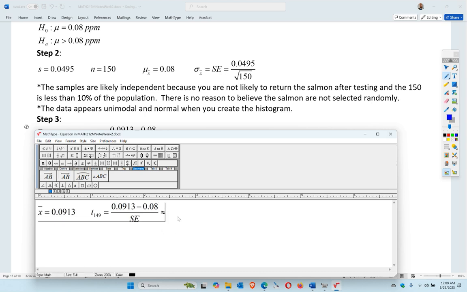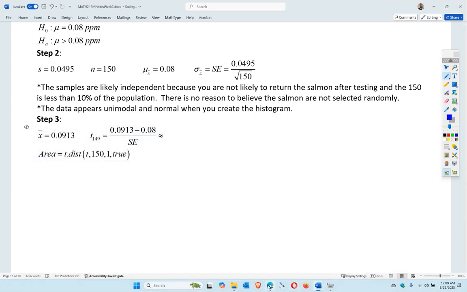And then we'll use that to get the area, which is equal to t dot distribution. And then we'll do t. We're going to do a modification here. 150 minus 1 comma true. We have to modify this though. We'll talk about that after. Let's go to our spreadsheet.